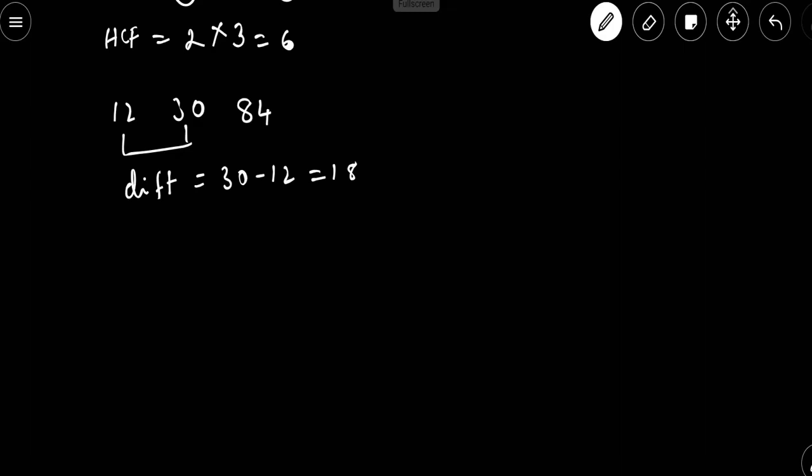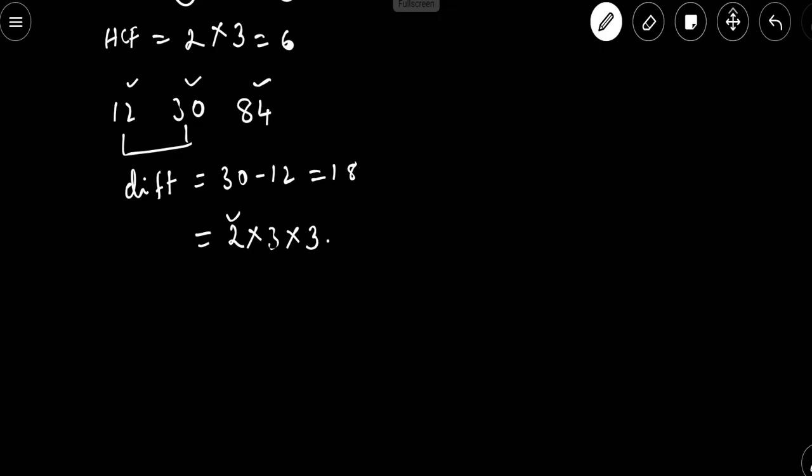So what will I do? I will calculate the factors of 18. How can I calculate the factors of 18? It is 2 into 3 into 3. Now first, I will see if 2 is divisible into 12, 30 and 84. Yes, it is divisible, because 2 6s are 12, 2 15s are 30, 2 42s are 84.